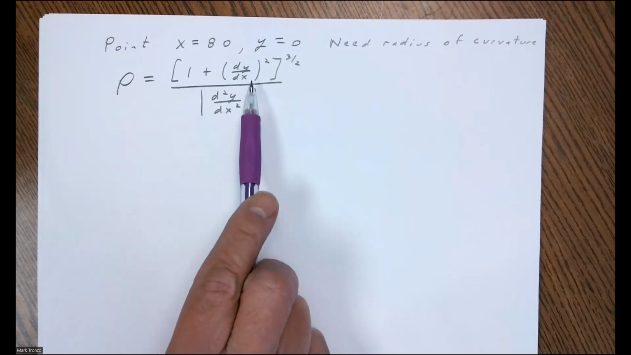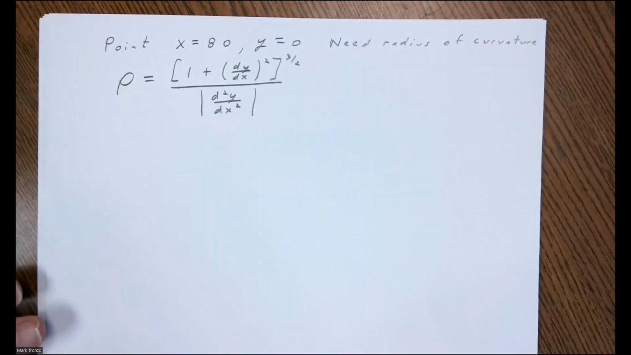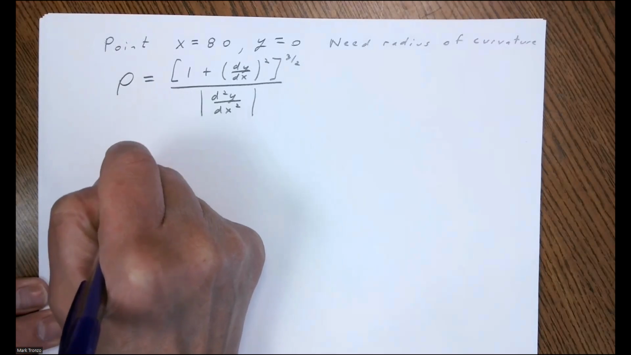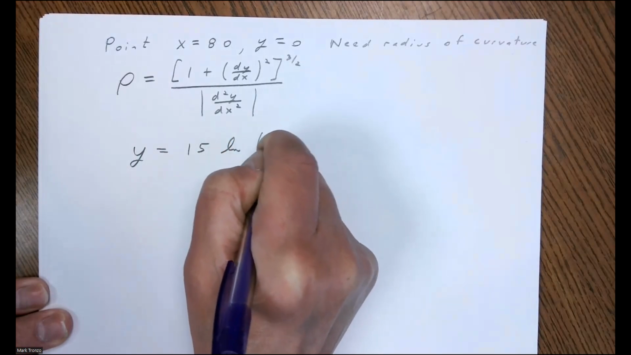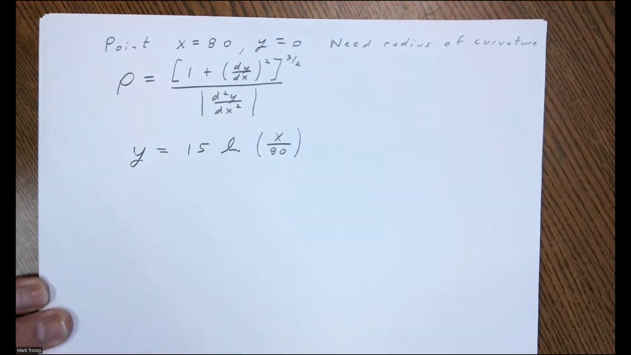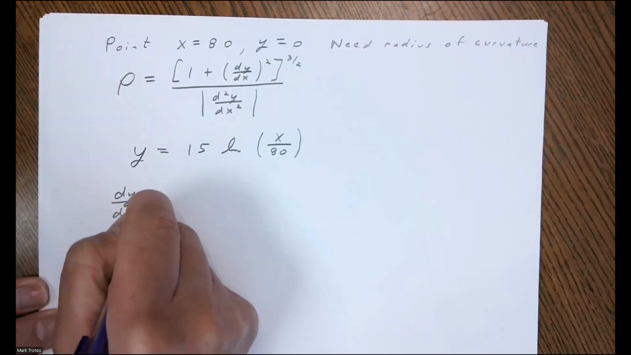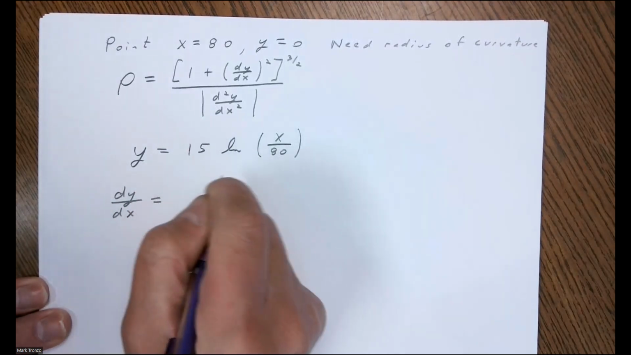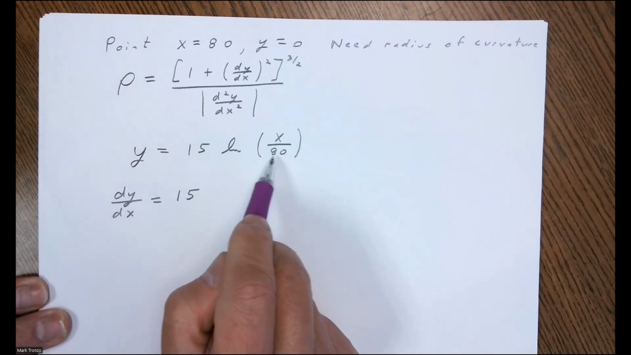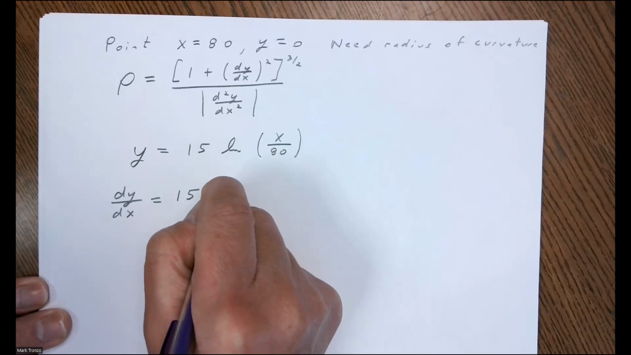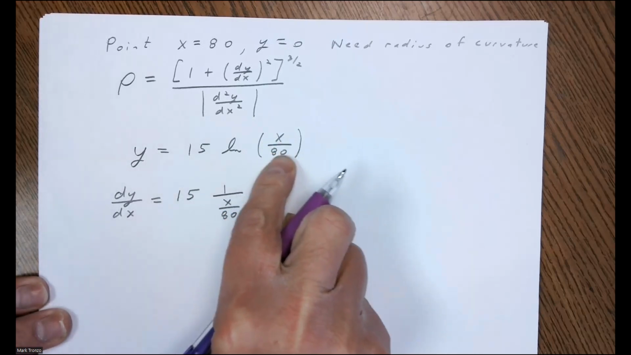So again, you can see we're going to need the first derivative and the second derivative. As I said, the equation for the curve is given. That's going to be y = 15 log of x over 80. And dy/dx will be the derivative of this. Remember, this is just a constant, so we can bring it forward here. Remember, the derivative of the log is 1 over whatever that argument is, times the derivative of the argument.